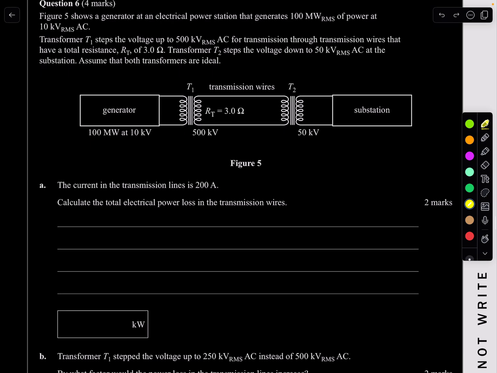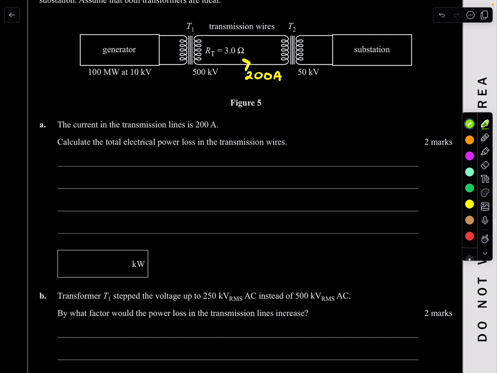A, the current in the transmission lines is 200 amps. So this is your transmission lines. This part here is your transmission. Calculate the total electrical power loss in these transmission lines. Easy. We know from the formula, power loss is just equal to your current squared times your resistance. The current running through this transmission wire is 200 amps, and the resistance in those transmission wires is 3 ohms. So 200 squared times 3 gives me this big number. And we want it in kilowatts, so we just divide it by 1,000.